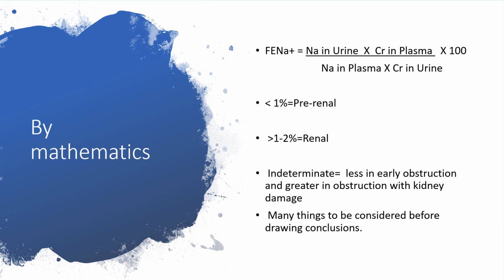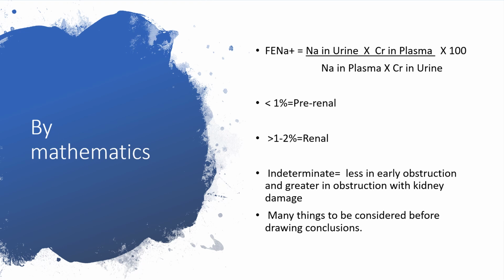I'll start with a mathematical expression to point to pre-renal or renal. That's what we call fractional excretion of sodium. The calculation involves the amount of sodium in urine multiplied by the creatinine in plasma, over the sodium in plasma and the creatinine in urine, multiplied by 100. If the value is less than 1%, that is pointing to pre-renal. If it is greater than 1 to 2%, it's pointing to renal.